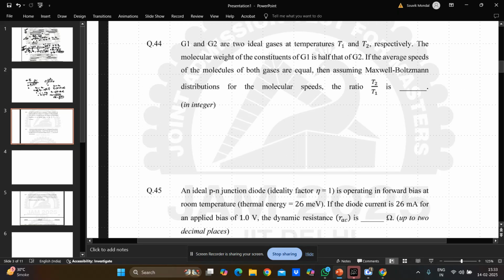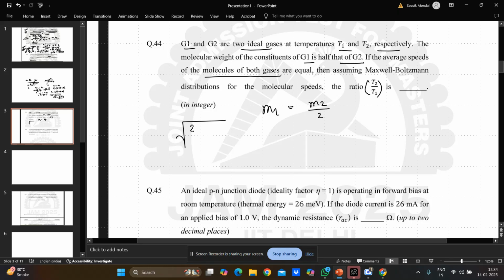Now this is another problem. G1 and G2 are two ideal gases, T1 and T2 their respective temperatures. The molecular weight of constituents of G1 is half that of G2. That means if M1 is the molecular mass of G1 and M2 is the molecular mass of G2, then M1 is equal to M2 by 2. They are simply mentioning that. If the average speeds of the molecules of both gases are equal, then assuming Maxwell-Boltzmann distribution, find the ratio of T2 by T1. Now this is again a simple problem.